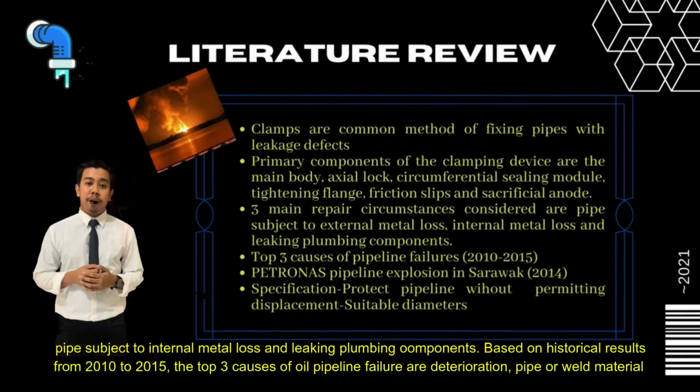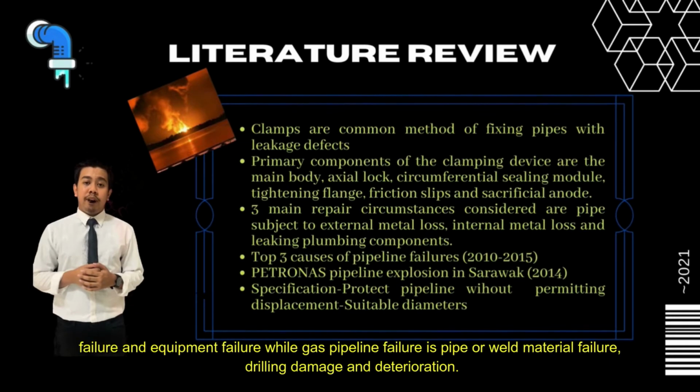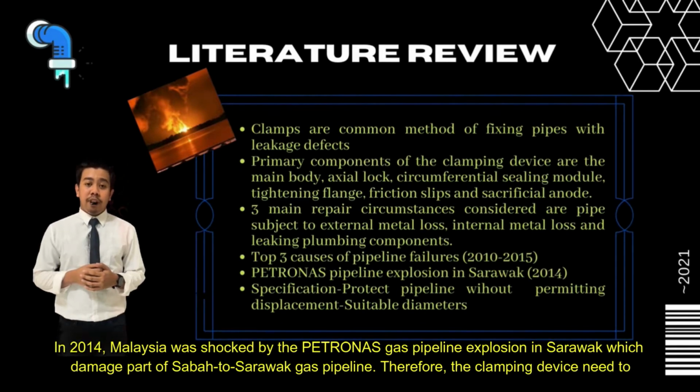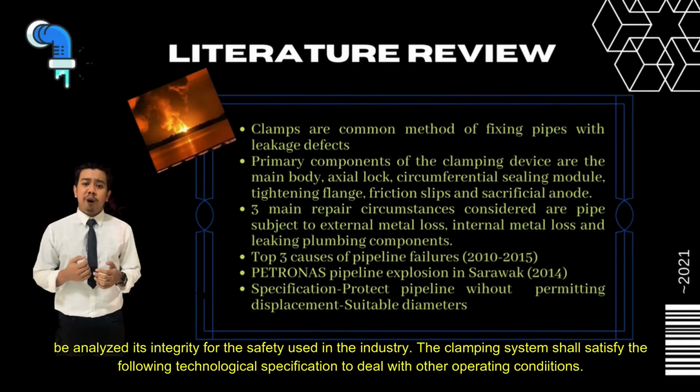and leaking plumbing component. Based on historical results from 2010 to 2015, the three causes of oil pipeline failure are deterioration, pipe or well material failure, and equipment failure, while gas failure is pipe or well material failure, drilling damage, and deterioration. In 2014, Malaysia was shocked by the Petronas gas pipeline explosion in Sarawak, which damaged part of the Sabah to Sarawak gas pipeline. Therefore, the clamping device needs to be analysed for its integrity for safe use in the industry.